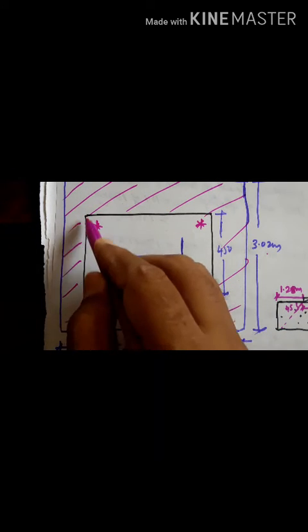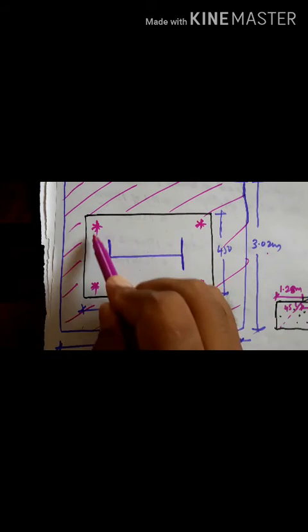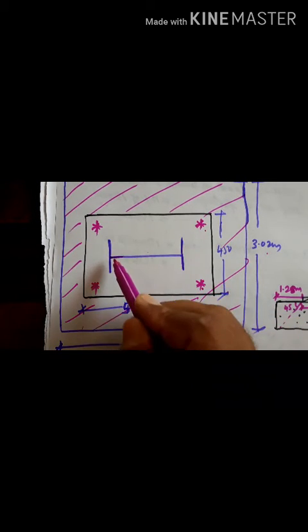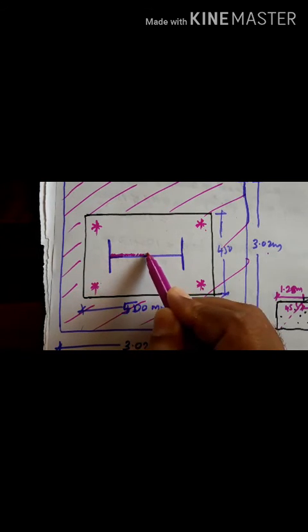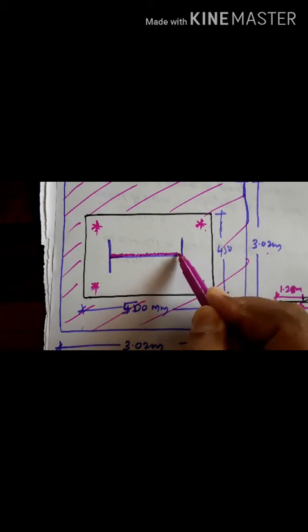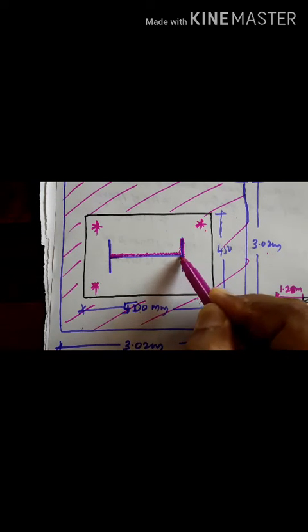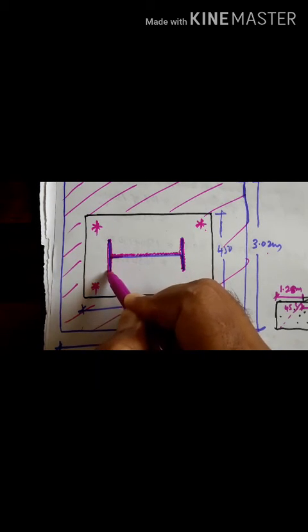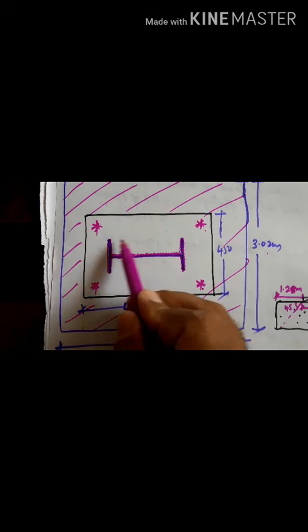On this concrete pedestal, the base plate is kept like this, and this base plate is anchored by anchor bolts, that is 4 number of 24 mm, 1, 2, 3, 4 on the 4 corners. This is the I section kept, and for this I section the weld is done like this. This is welded, and the column ends are machined perfectly like this. It is welded all around.